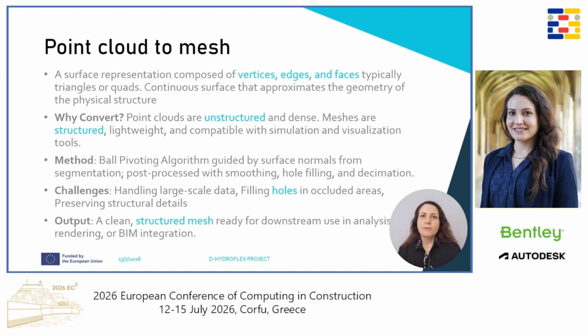Next, we move from points to a usable surface model. A mesh represents the surface using vertices, edges, and faces. Usually these faces are triangles or quadrilaterals. Therefore, the mesh creates a continuous surface instead of separate points. But why do we convert the point cloud? Point clouds are unstructured, dense, and difficult to process. In contrast, meshes are structured and much lighter. Also, most simulation and visualization tools require mesh.